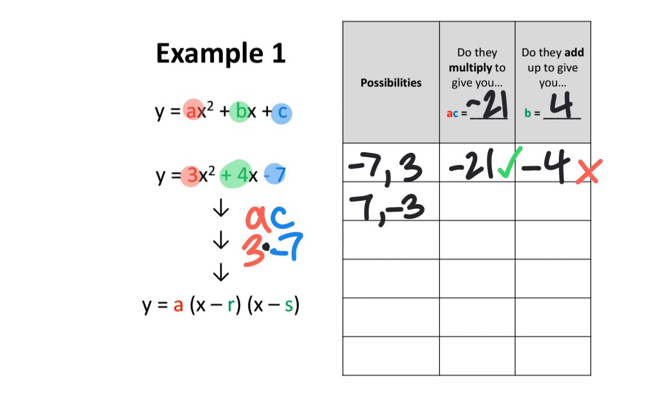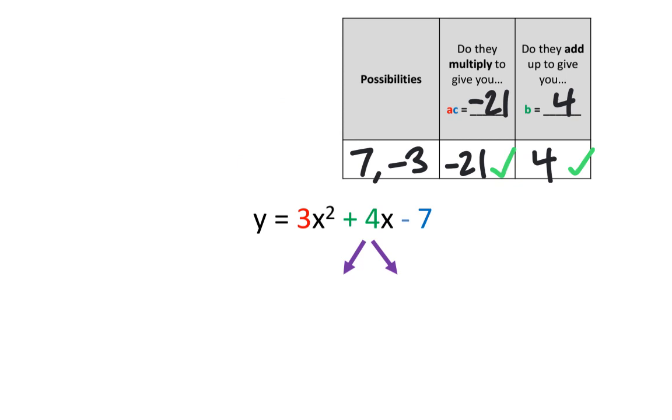Let's try +7 and -3 instead. So 7 multiplied by -3 gives us -21. So that works. Next, let's do +7 plus -3. And that gives us +4. So that works as well. If you remember, this process is called decomposition.